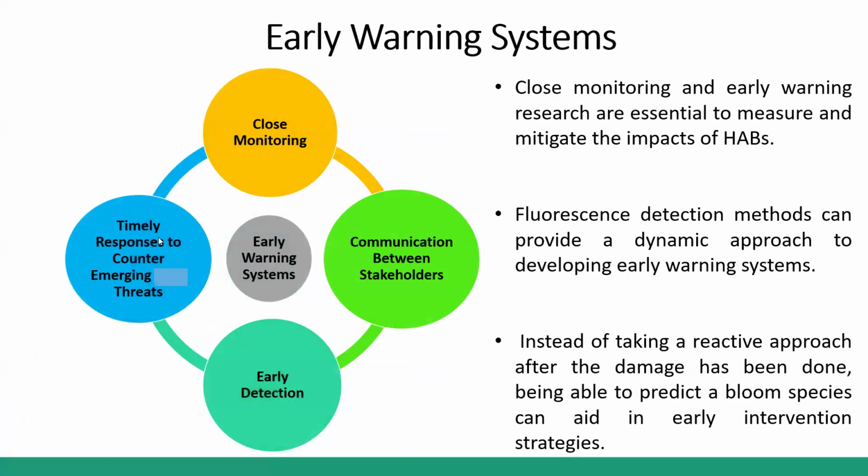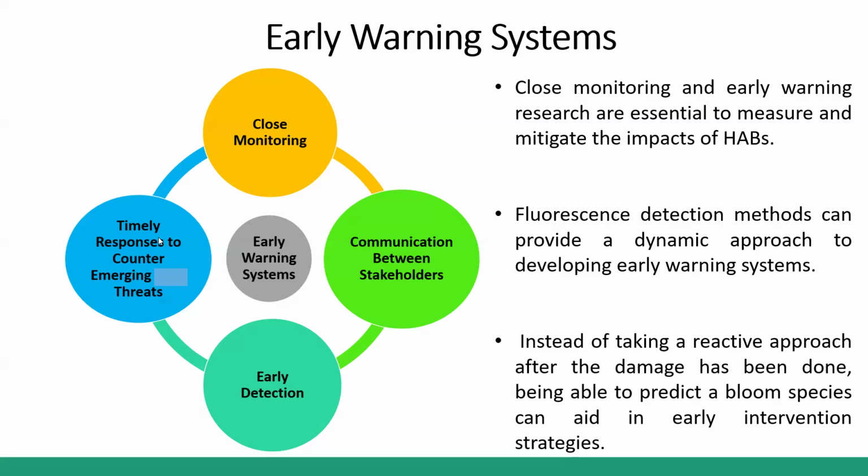Now, in establishing an efficient management tool for limiting damages caused by the occurrence of harmful algal blooms, the creation of an early warning system should be the first step. Close monitoring and early warning research are essential to measure and mitigate the impact of harmful algal blooms on the aquaculture sector, providing a timely response to counter emerging threats. Obtaining early warning of harmful algal blooms is highly valuable to the aquaculture industry.